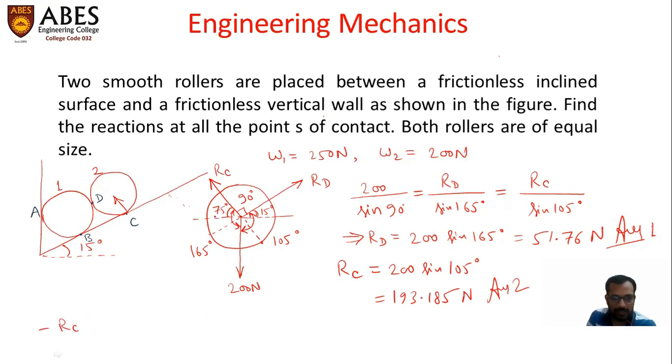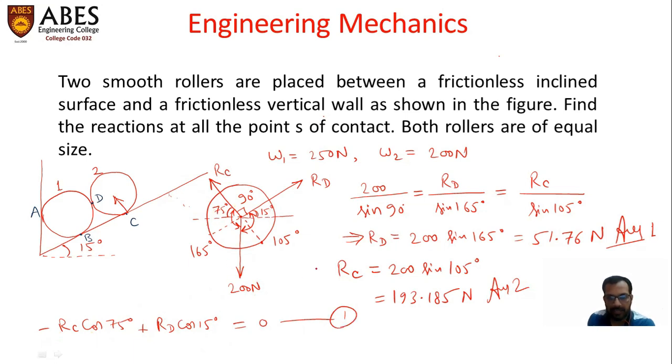Minus RC cos 75 degrees, the horizontal component of this force RC, which is acting towards left, plus RD cos 15 degrees. Only these two forces are having the horizontal components, and there will be no horizontal component of this force 200 Newton. So the summation of these two should be equal to 0. This is the first equation.